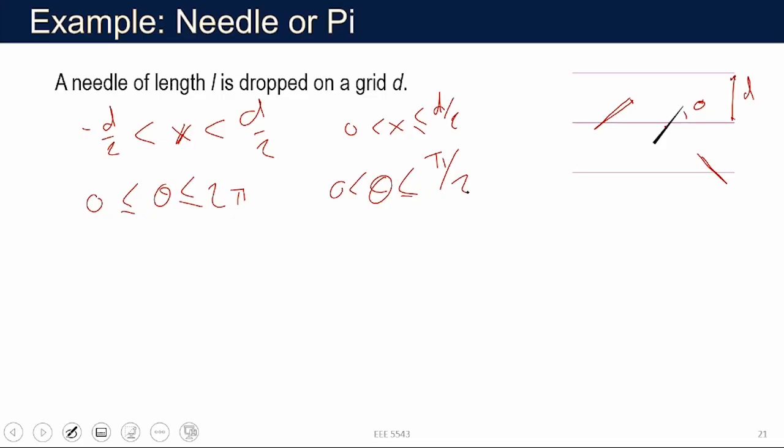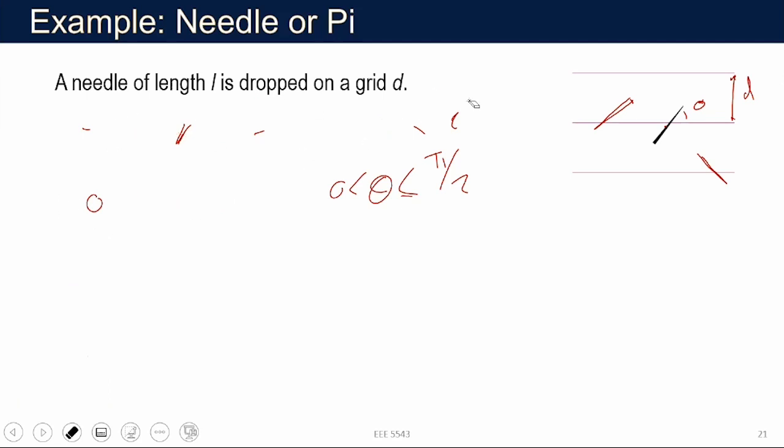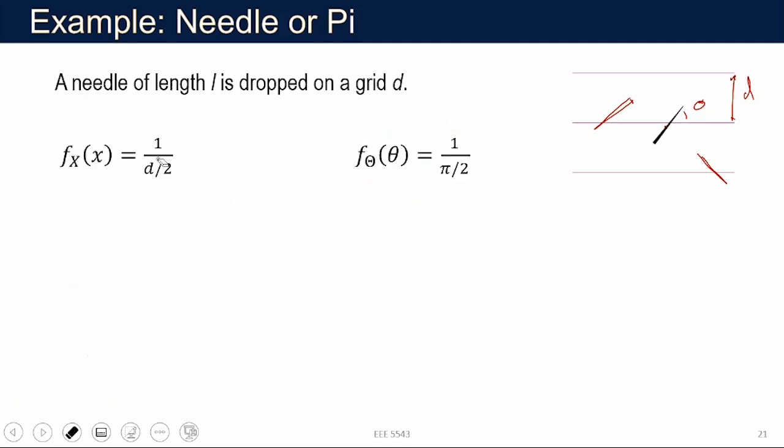So since they're continuously distributed, we know what the distribution functions of these variables will be, and it will be this. So then we can combine them to find the joint distribution function. And we find this by simply taking the product of the marginals, because position and rotation in this case are independent. And now we can consider the condition for the needle to intersect one of these grid lines. And that condition would be that x is less than or equal to L over 2 sine theta.